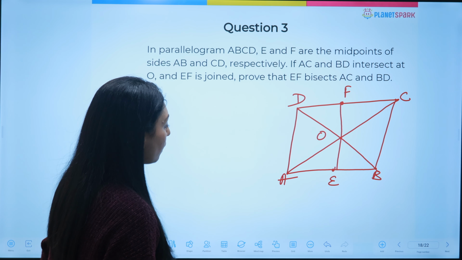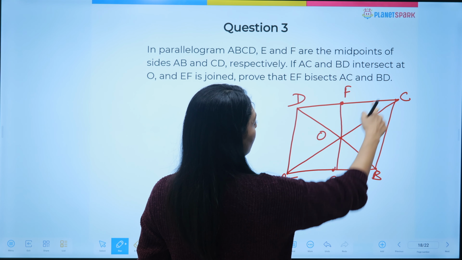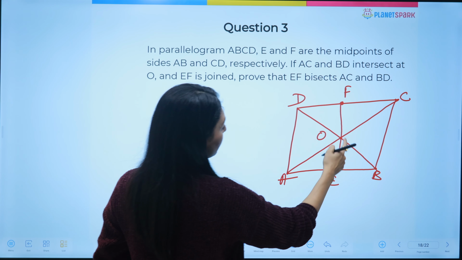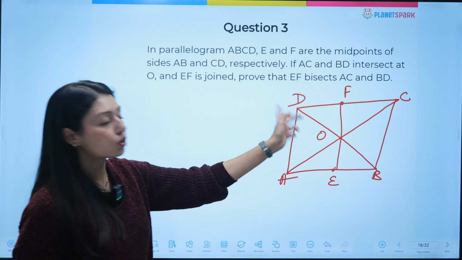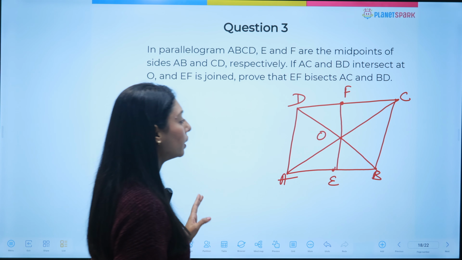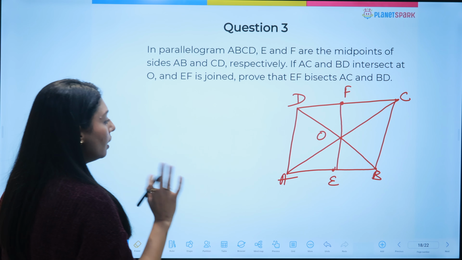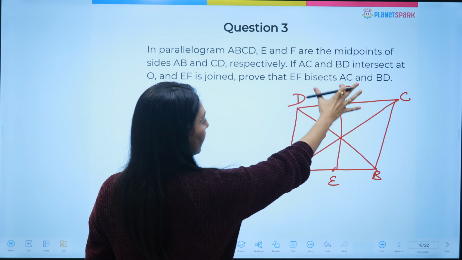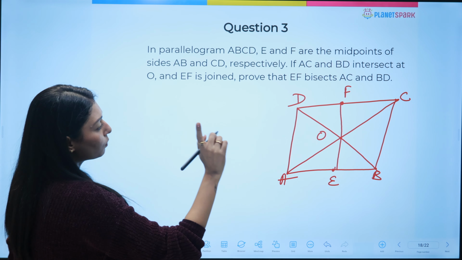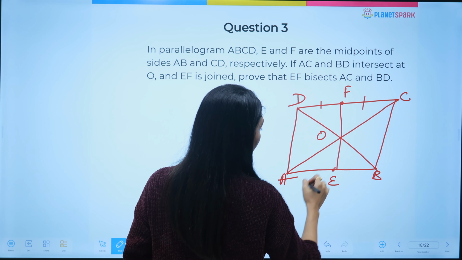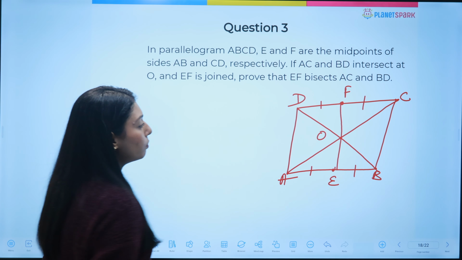Okay then. So what we have to prove here is that AO is equal to OC and OD is equal to OB. That means O is the midpoint for both of the diagonals there. That is what we have to prove here. Okay then. So we have a parallelogram here, everybody, right? Parallelogram is given, that means the opposite sides are parallel and equal. So if we have the midpoints there, we can say these two are equal. All four of them will be equal, right?